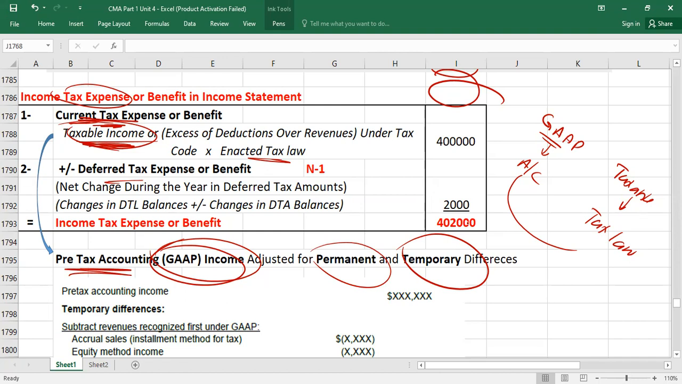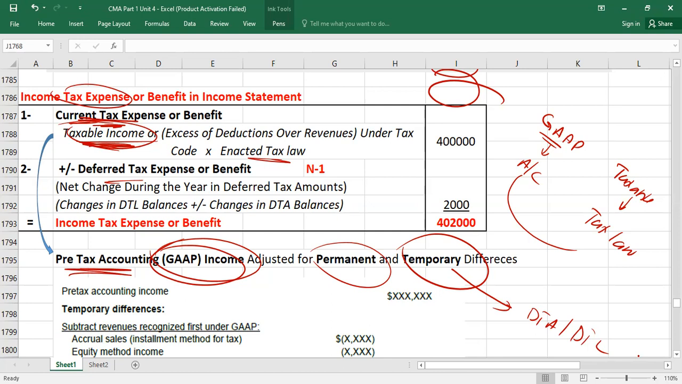Let's understand the first definition. What are the permanent differences and what are the temporary differences? Please fix in your mind, deferred tax asset or deferred tax liability will always arise due to which difference? Due to temporary difference, not due to the permanent difference. Deferred tax asset or liability always arises due to temporary differences between tax and accounting rules, but not due to the permanent differences.